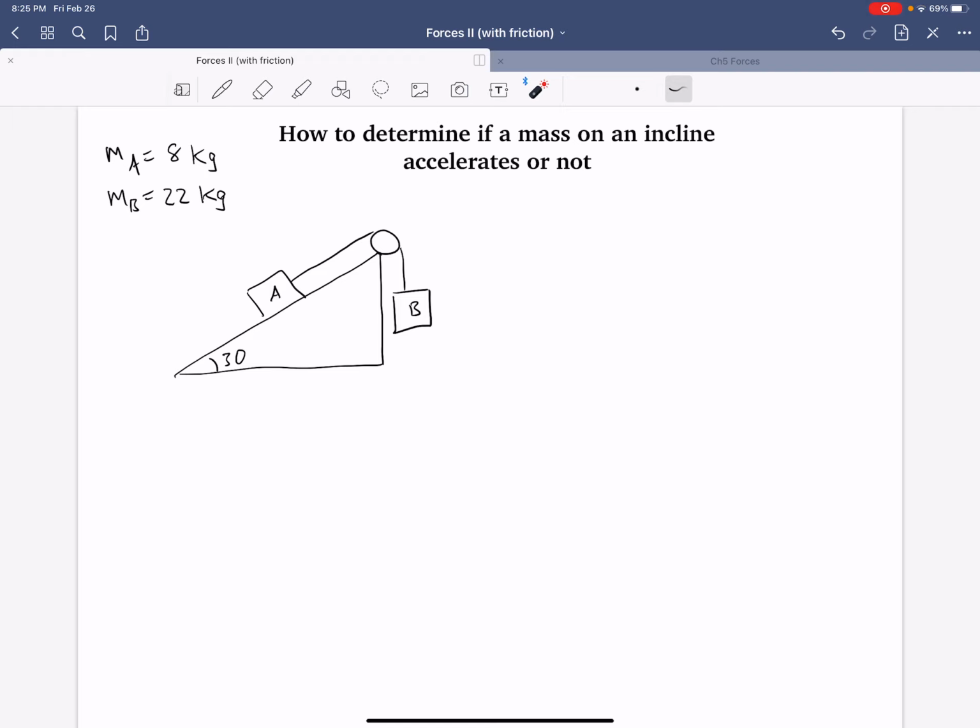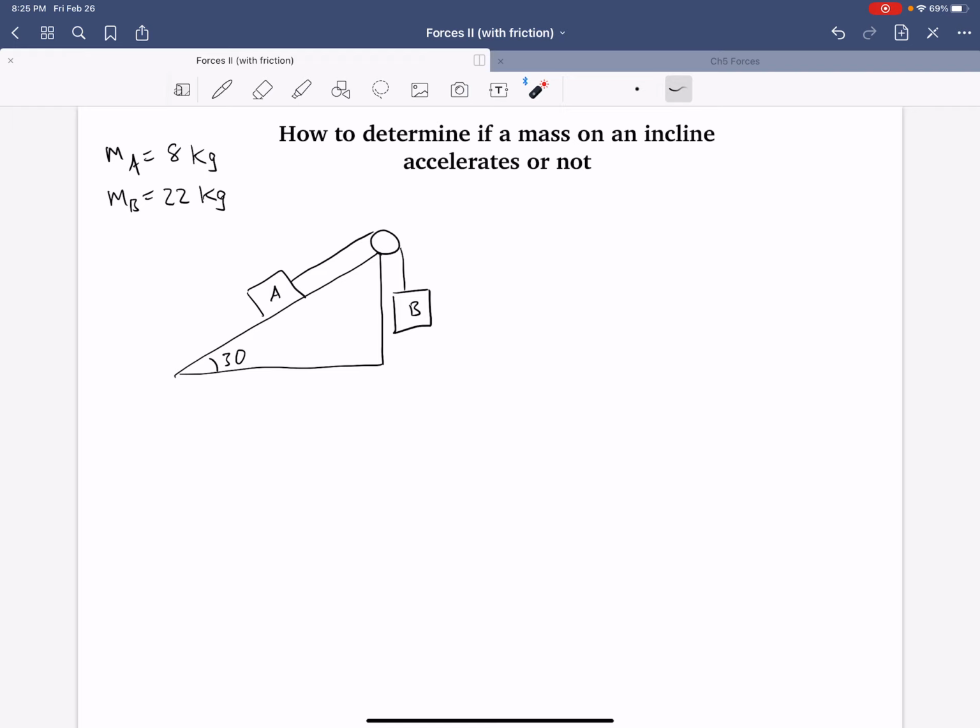And so again, we have to determine, as in the previous example, if this system accelerates or not. And if it does, at what rate? And what's the tension in the ropes?